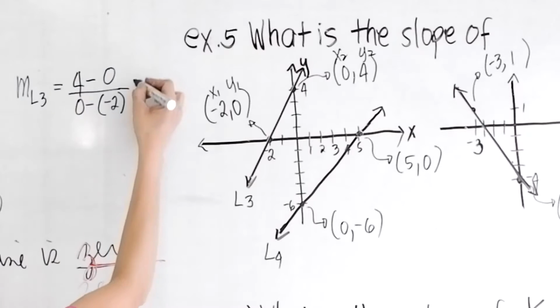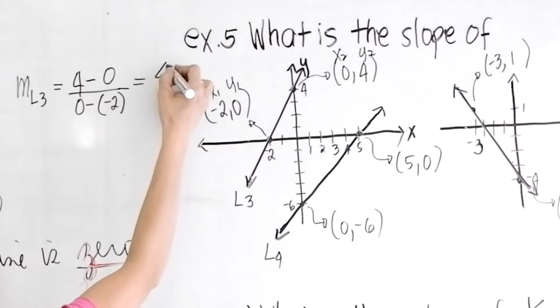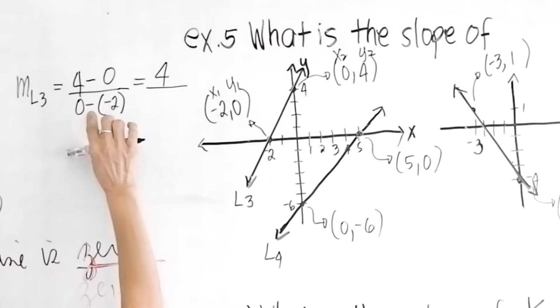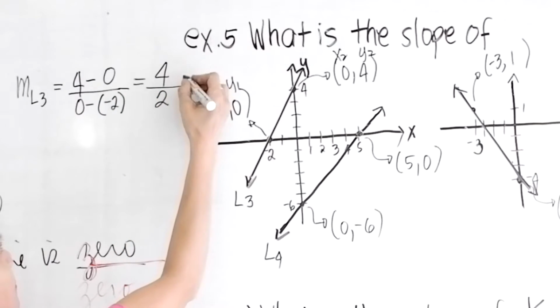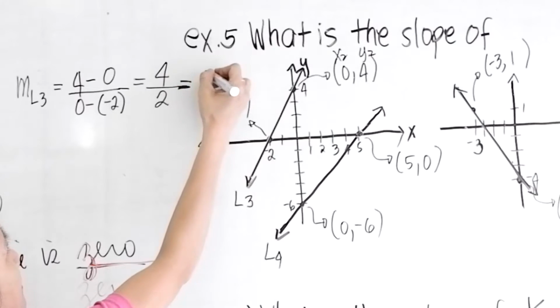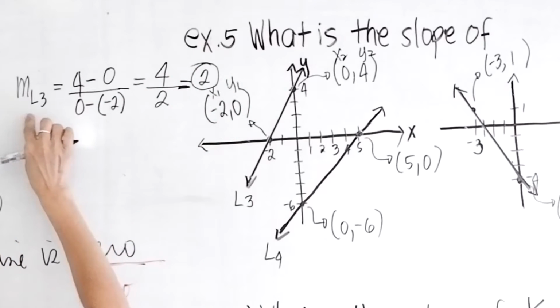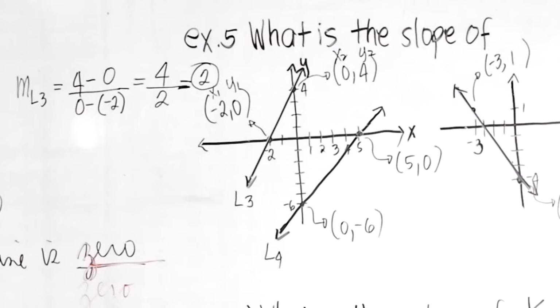So we have here 4 minus 0 is 4 over... Negative of a negative is positive. So, the final answer here is 2. The slope of line 3 is 2. Now, what about the slope of line 4?